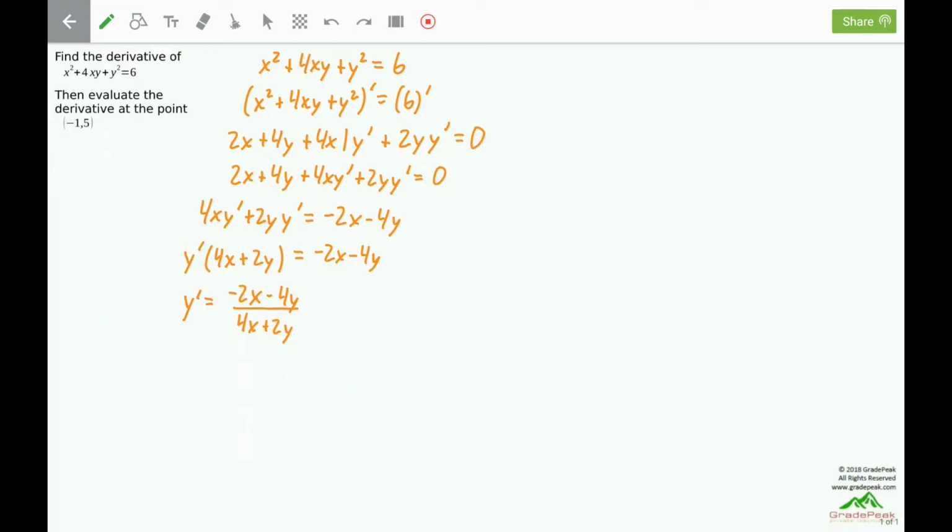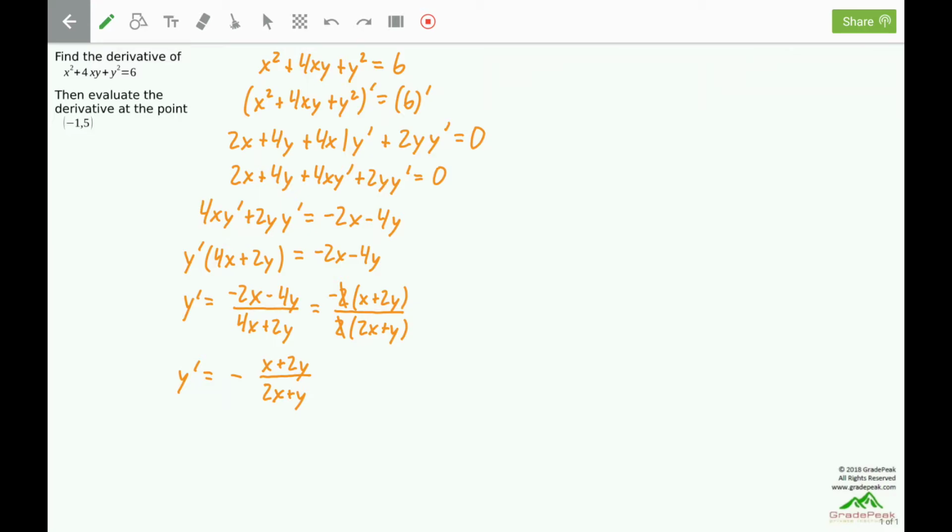We have common factors in the numerator and denominator. In the numerator, we have a negative 2 that can factor out, and that will leave us with an x plus a 2y. And in the denominator, we have a common factor of a 2, and that will leave us with a 2x plus a y. The 2's can cancel, and that negative can sit out front. So we have the negative of x plus 2y over 2x plus y. There's the simplified version of the derivative y prime.